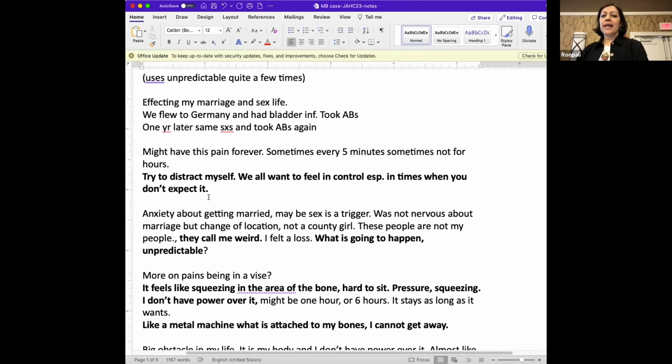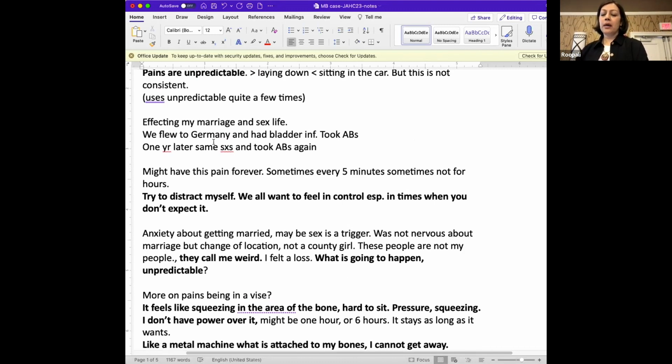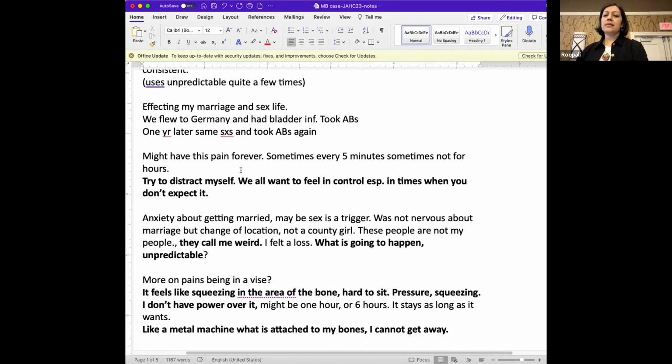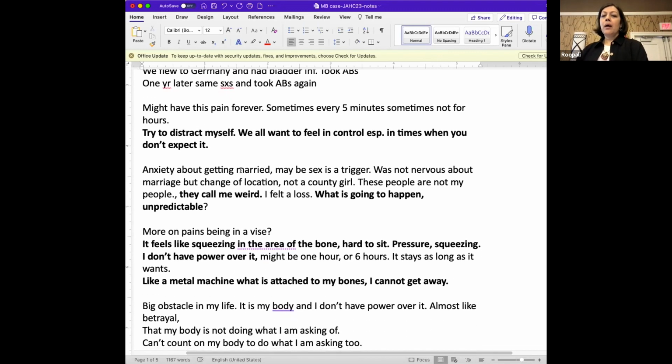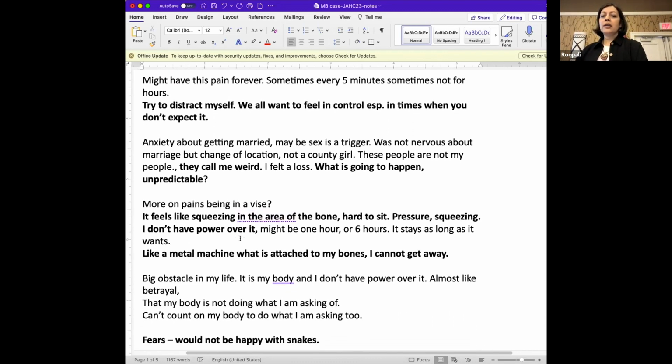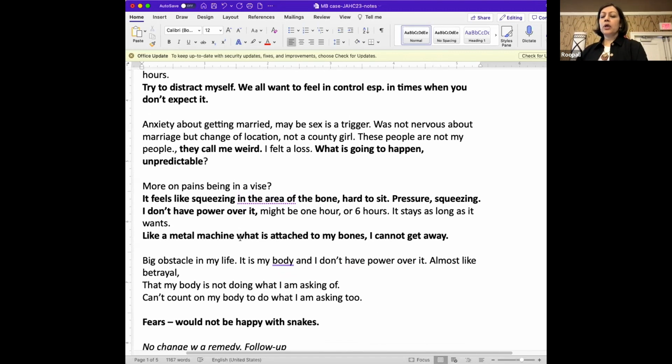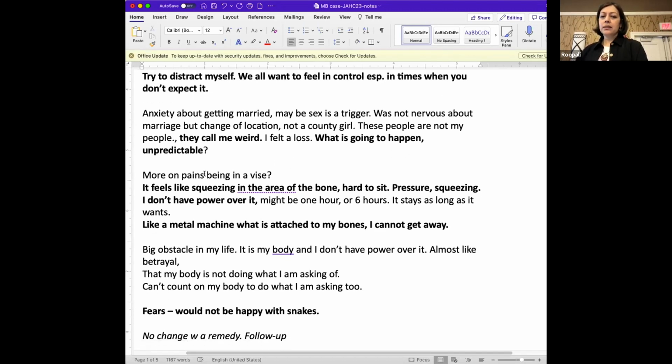So the pains are affecting my marriage and sex life. We flew to Germany. I had a bladder infection, had to take antibiotics. One year later, the same symptoms, took antibiotics again. Might have this pain forever, sometimes every 5 minutes, sometimes not for hours. I try to distract myself. We all want to feel in control, especially in times when you don't expect it. And that again goes to unpredictable, don't expect it.